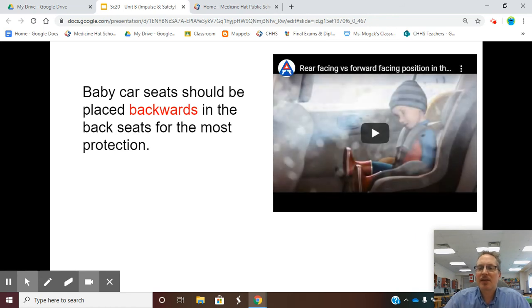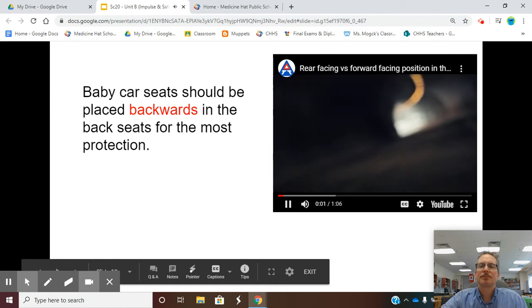Now, the other thing I want to point out is this video does a comparison of, okay, you've now got the car seat in the back seat. Why it is so important to put that car seat backwards so that you are not looking directly at your child. Your child is facing the rear of the vehicle. They're going to do a double comparison, show you what happens in the car seat when your child is faced forward compared to the proper way to install a car seat when your child is facing backwards.